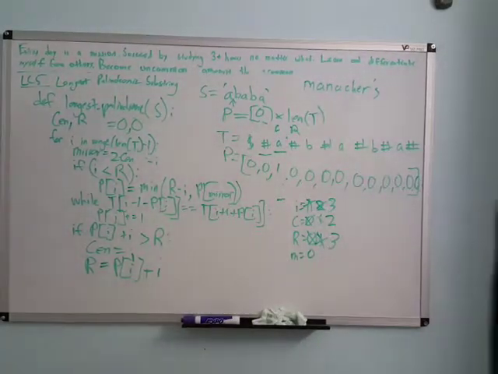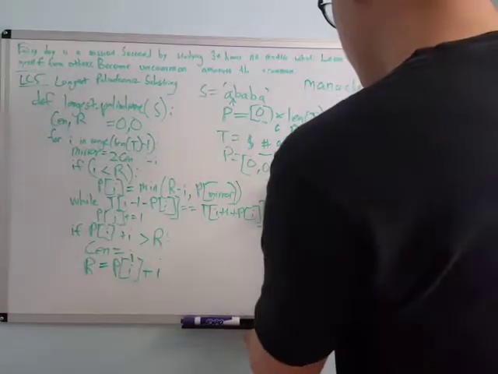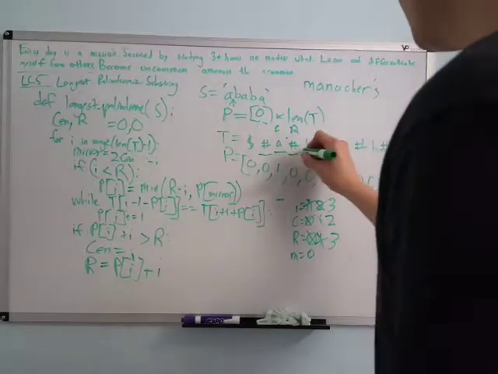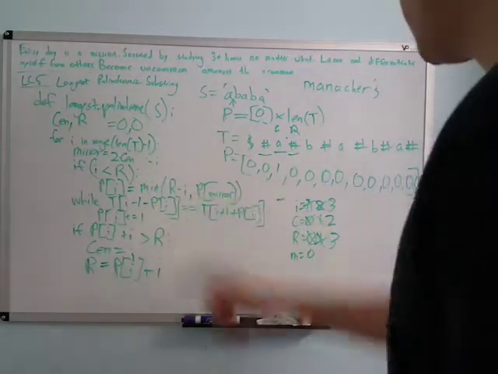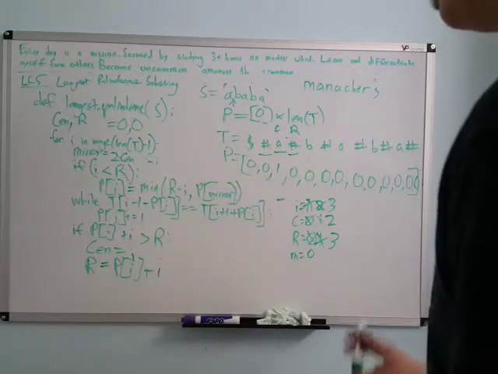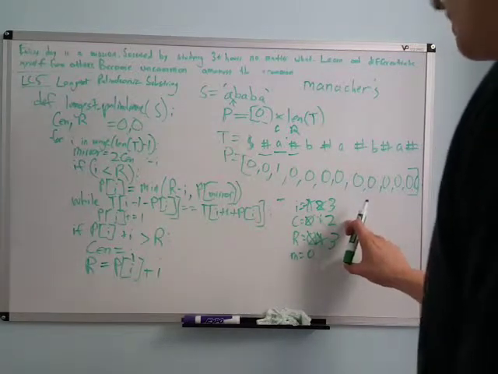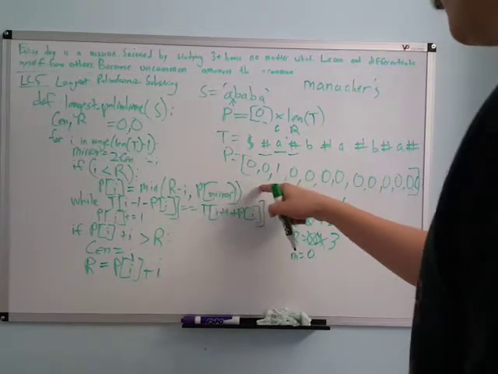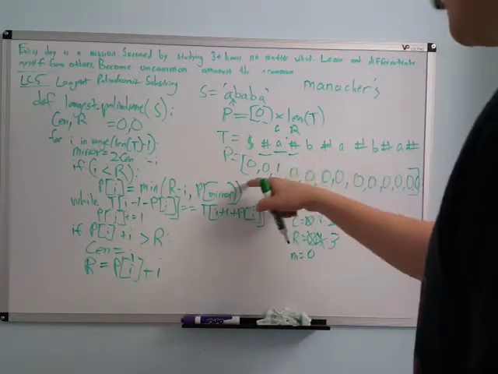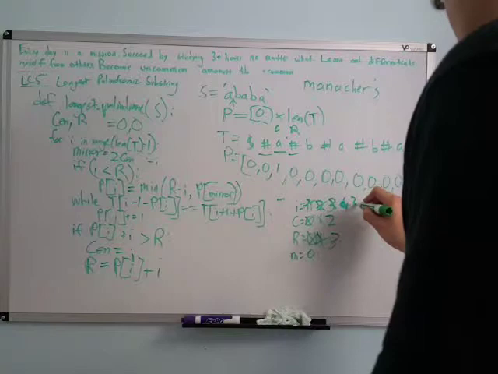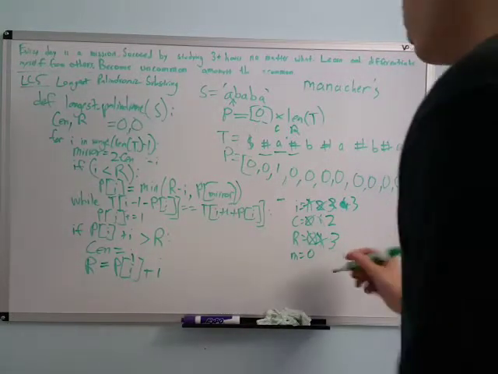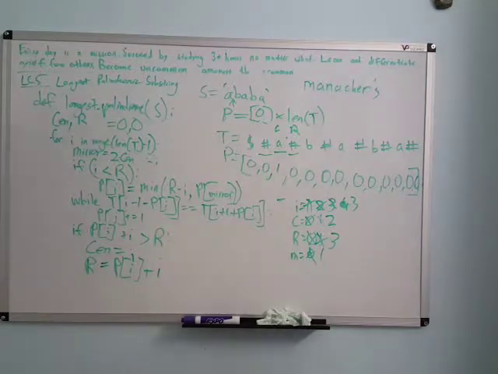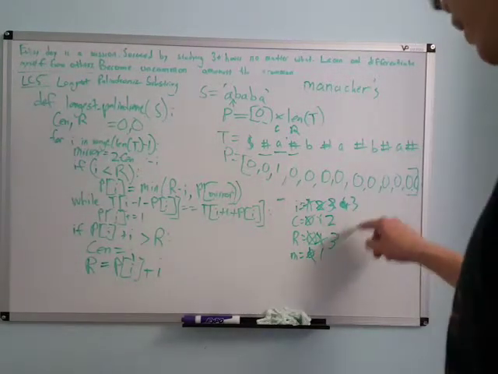I is now 3, right here. And mirror, we're going to update mirror to 2 times center, which is 4, minus current index. No, it's 3, I already updated it. 4 minus 3 is 1. So mirror is 1. 3 is not less than 3.